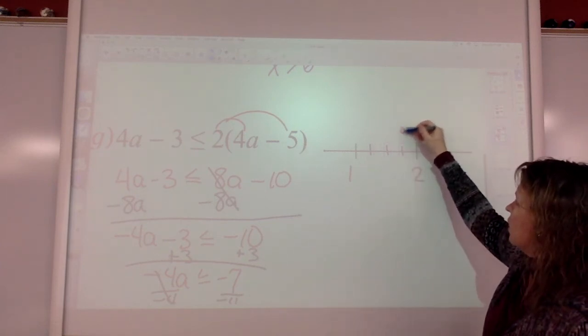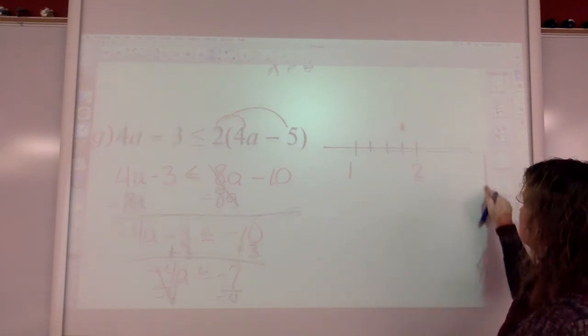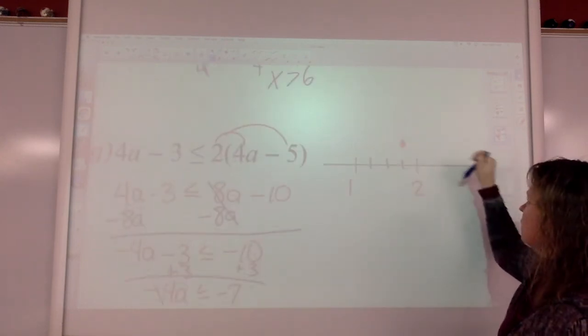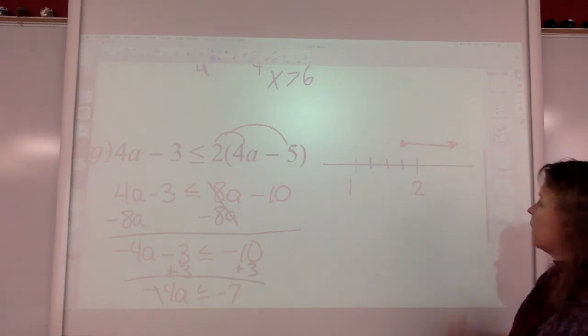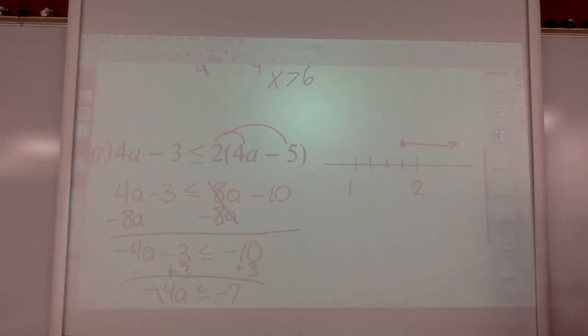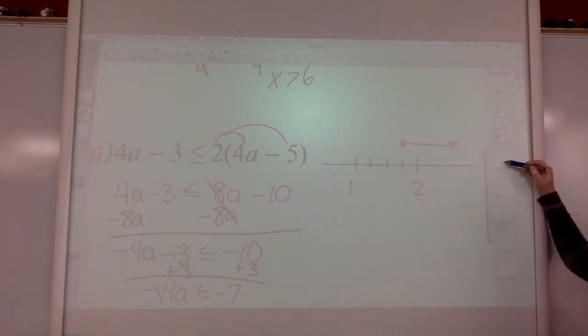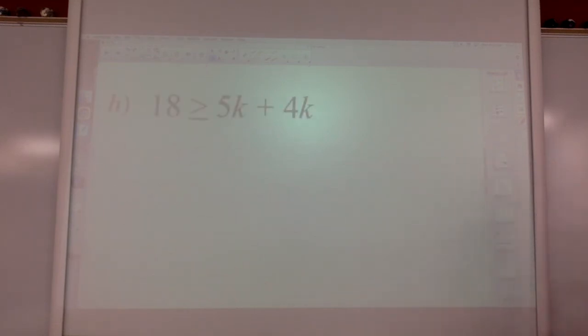Close circle over the 1 3/4, and we flipped our sign to greater than or equal to, so we're going to the right. That's the toughest one you'll see, not only because of the 4 steps, but also the fraction. 2 left. Example H.